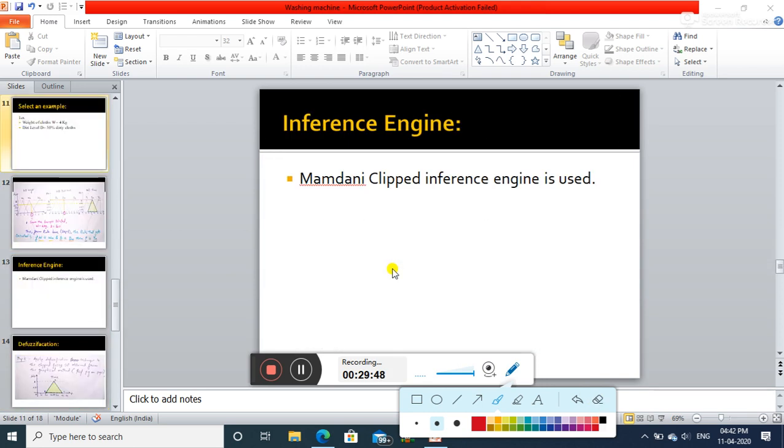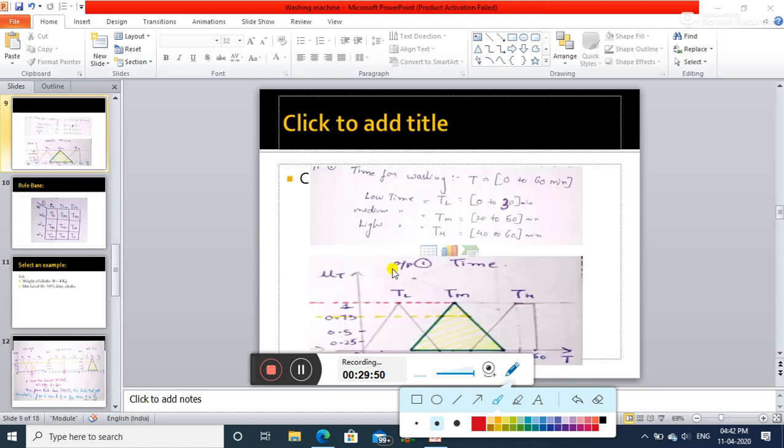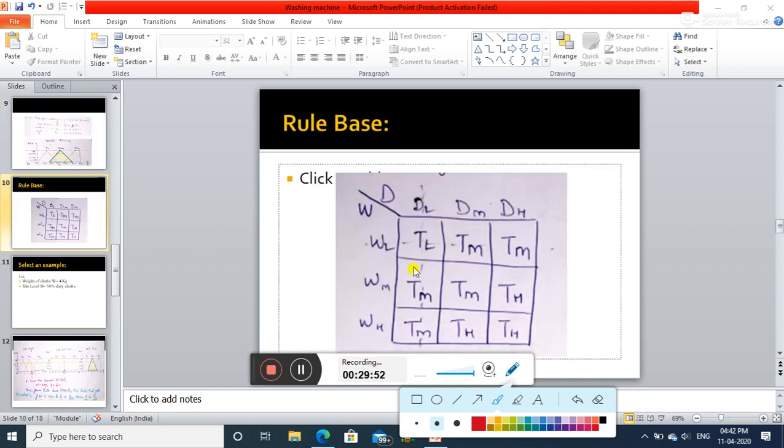According to our rule base, weight is low and dirt level is high. In that case the time required for washing will be medium.